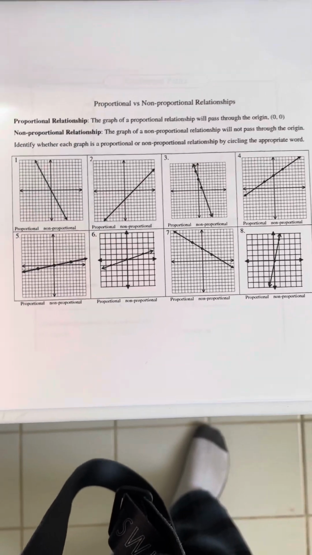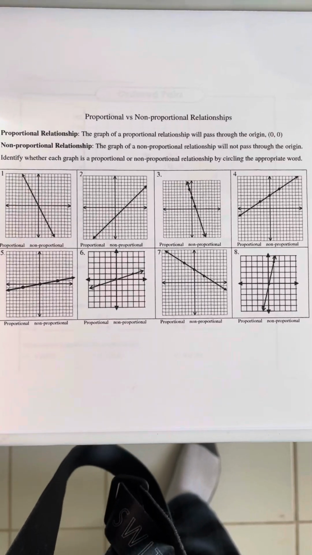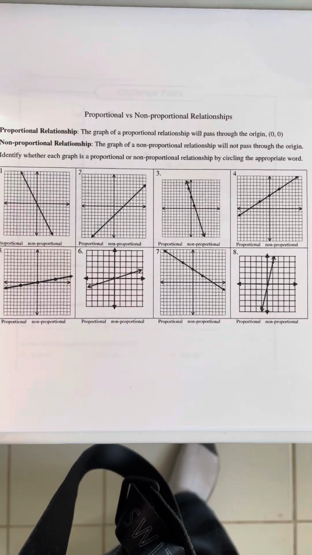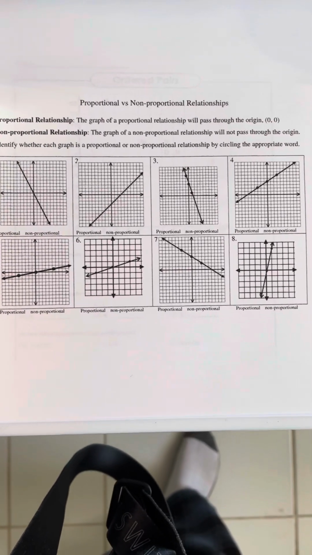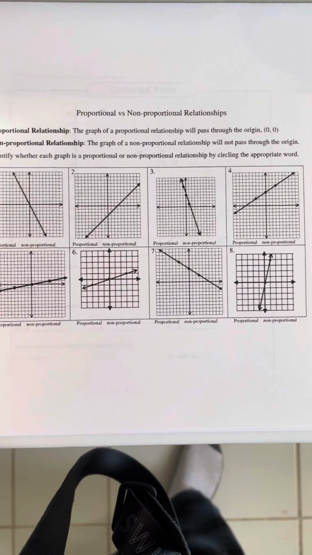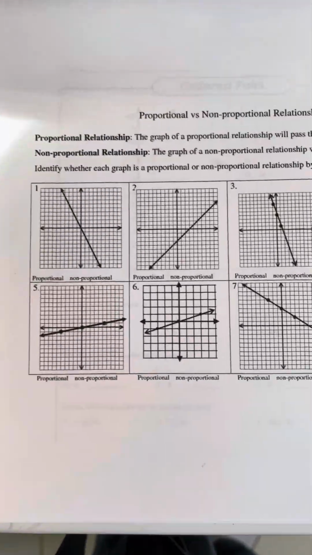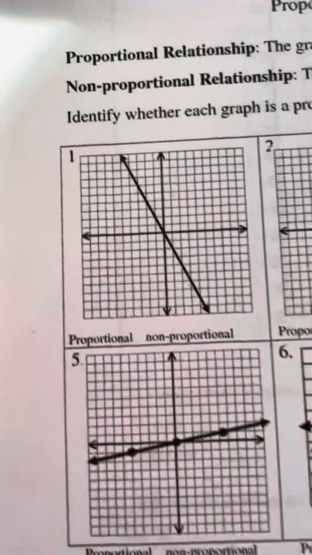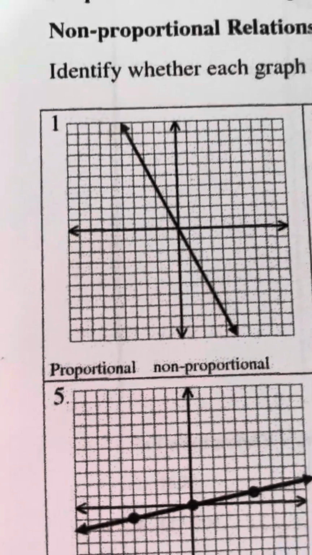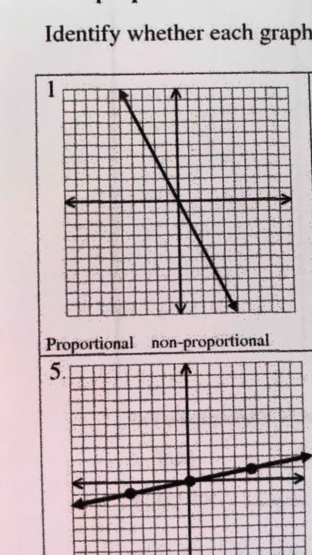So yeah, I'm just being honest. I don't really want to do the tables because, again, it might be a little tricky for me. But anyways, that's what I'm going to do now. I'm going to do proportional versus non-proportional relationships with graphs. Okay? Okay. Here's number one.